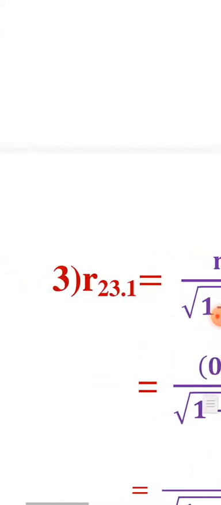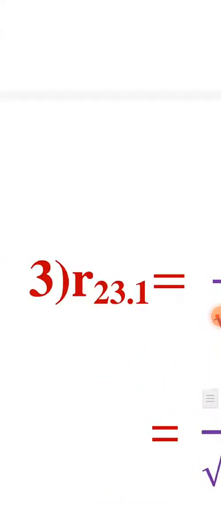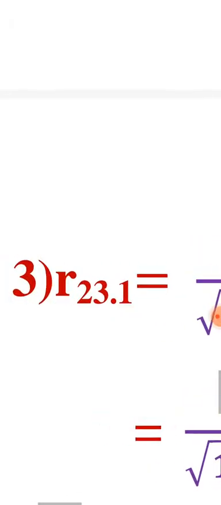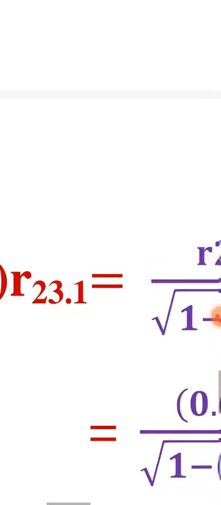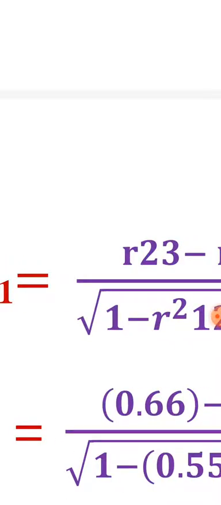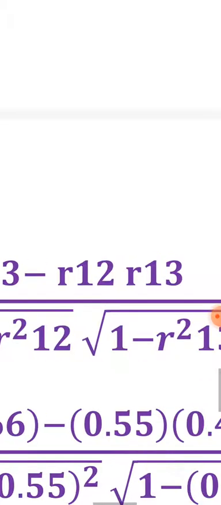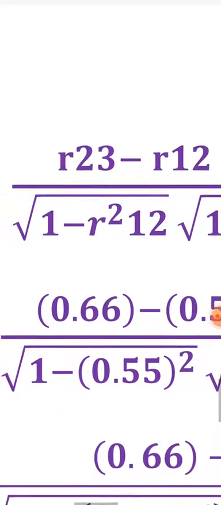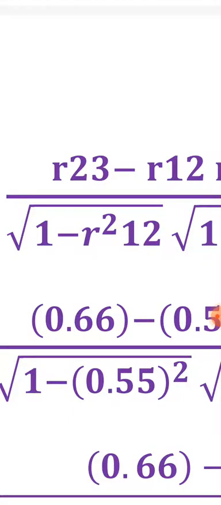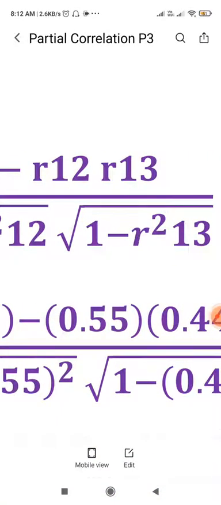Now the third one is the partial correlation coefficient between the second and third variable by keeping the first variable constant. The formula is R23 first, so first R23 minus the remaining two, R12 and R13. In the first root take R12 below and in the second root R13, without forgetting. How to remember the formula, it is the key.